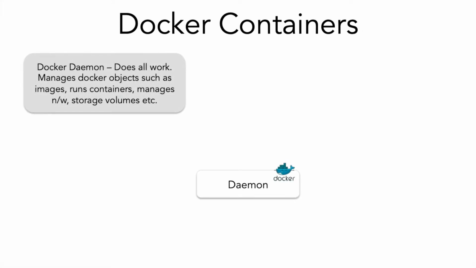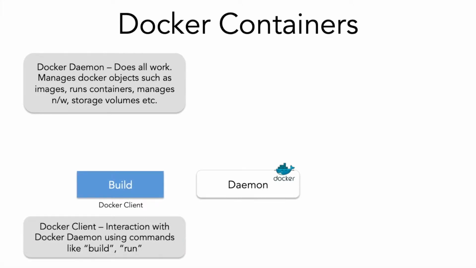The first one is the Docker daemon, which is installed on a host or on a server, and it manages everything. It does all the work. It manages the Docker objects such as Docker images. It runs containers. It manages network between multiple containers. It manages the underlying storage volumes between the containers and the underlying hardware, and a lot of other stuff also. So you install Docker daemon on a particular machine, and then you install a Docker client.